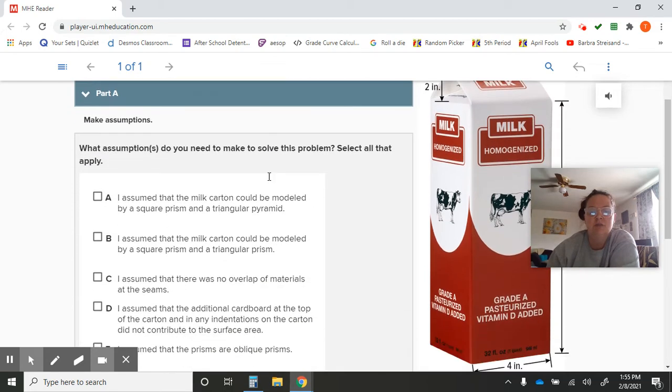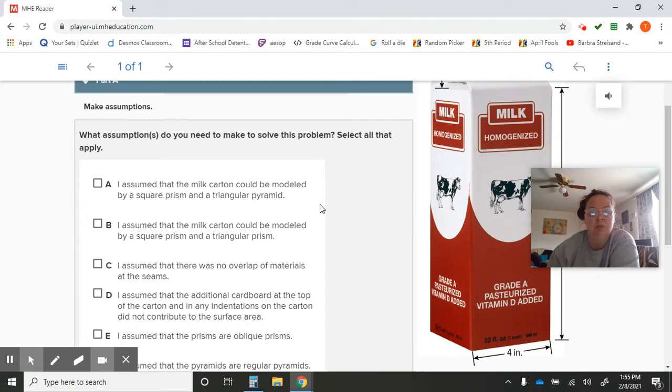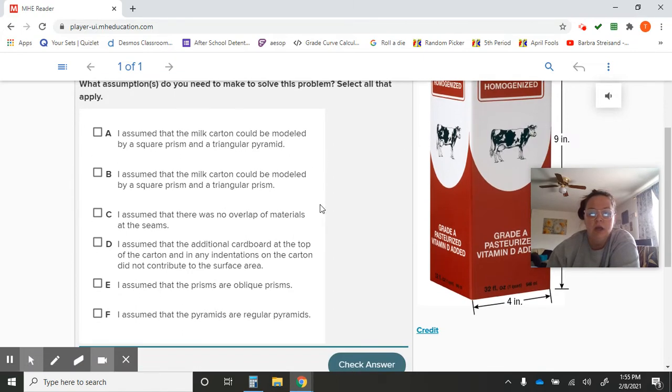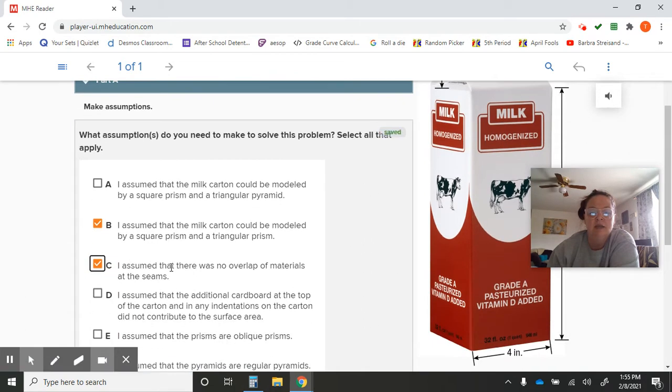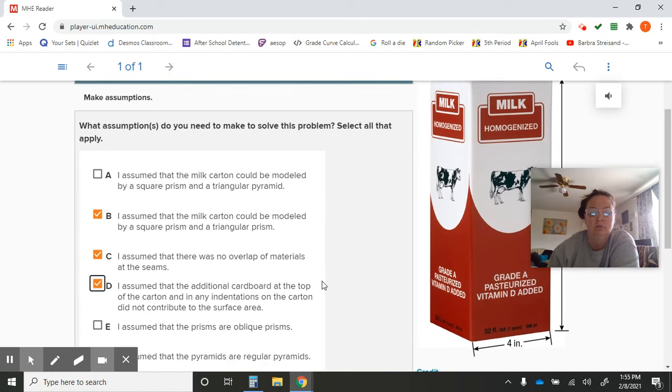So the first thing we have to do is decide what assumptions we're going to be making for this problem. The first assumption is that we're looking at a square prism, the big bottom part of the milk carton, and then a triangular prism on top. We're also going to assume that there's not going to be any overlap at any of these seams, and that the top of the carton and any indentations on the carton will not contribute to the surface area.